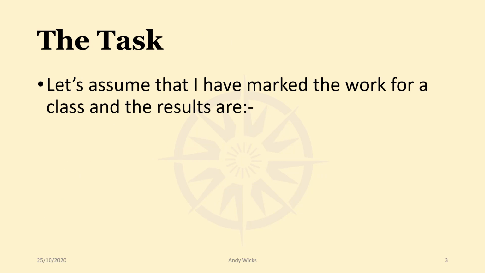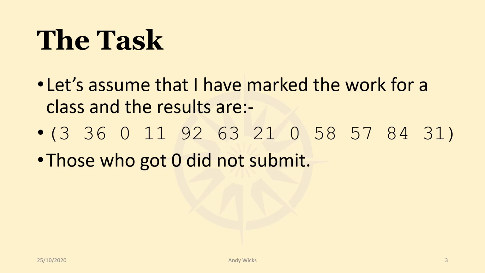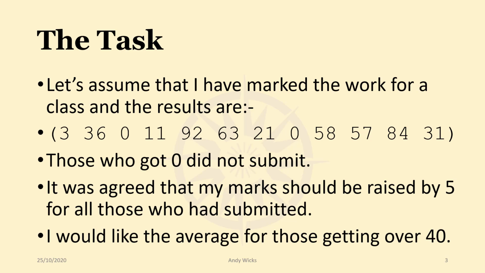Last time we assumed that I'd marked the work for a class, and that the results were these. Now those who got zero didn't submit, and I'm really not interested in those. But it was agreed that my marks should be raised by 5 for all those who had submitted. Obviously, I don't want to raise the marks by 5 for those who didn't. And finally, I'd like an average score for those who've ended up with a grade over 40. In other words, those who've scored enough to pass.